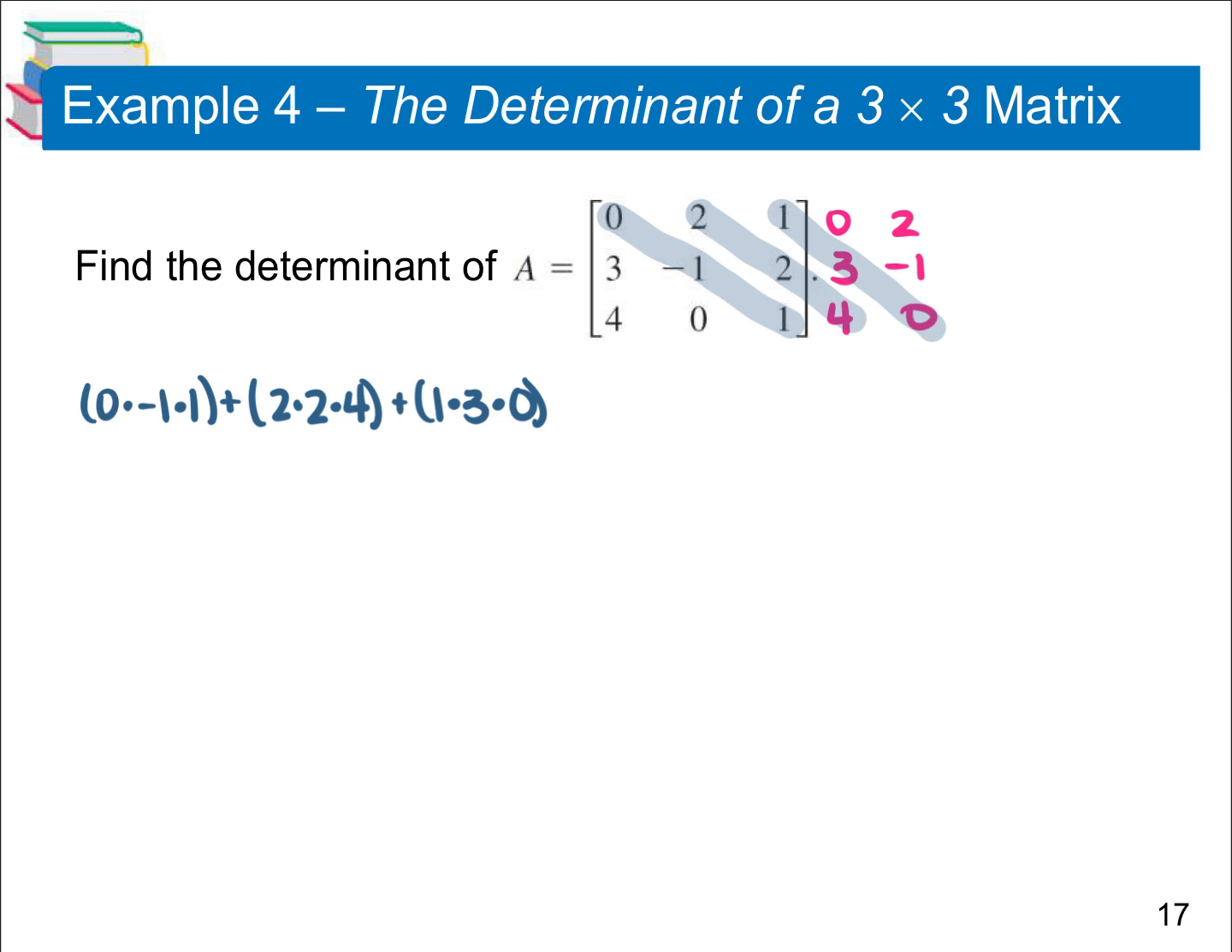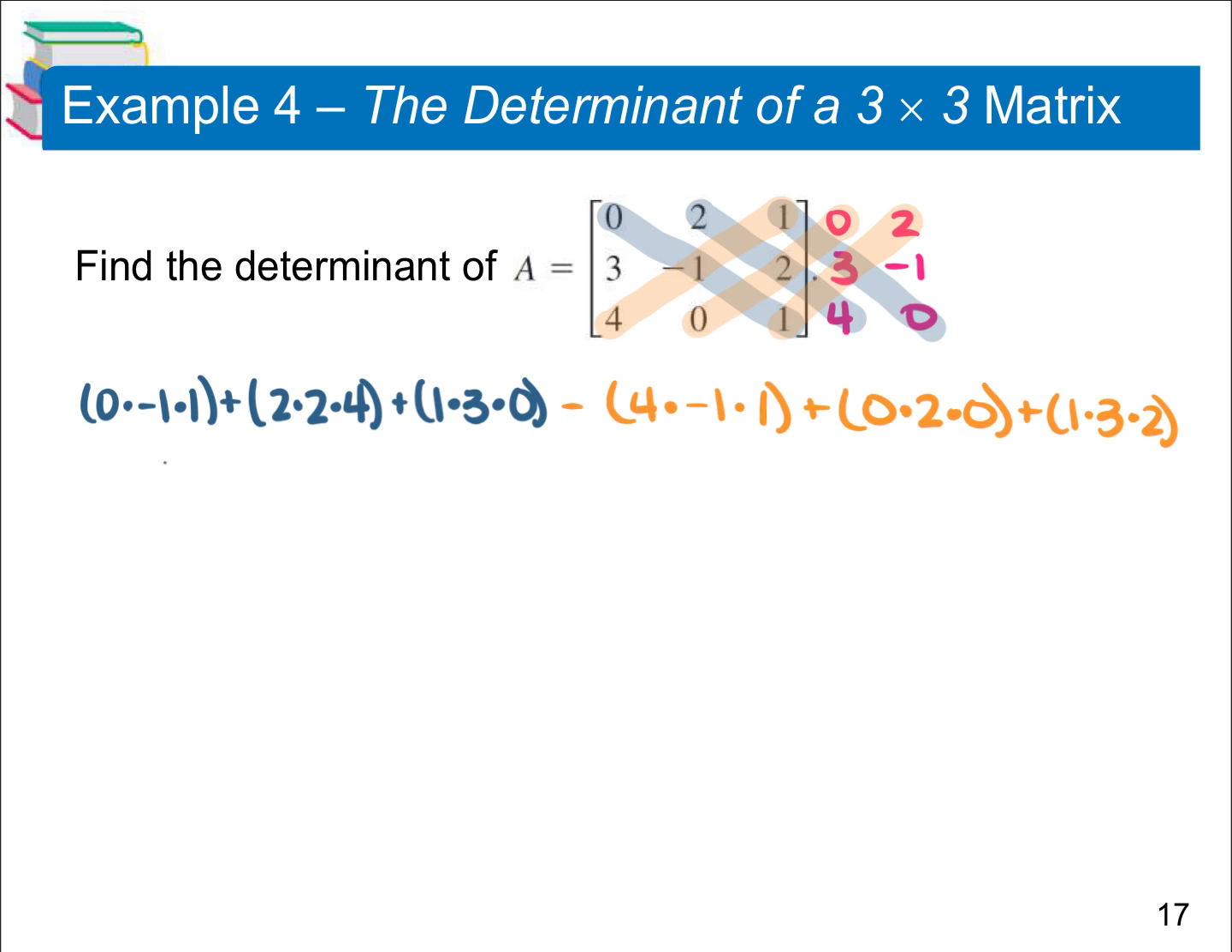Next, you're going to find your minors, and you're going to go bottom to top. So it's going to be the 4, negative 1, 1, 0, 2, 0, and the 1, 3, 2. So we're going to subtract these. We'll do 4 times negative 1 times 1, plus 0 times 2 times 0, plus 1 times 3 times 2.